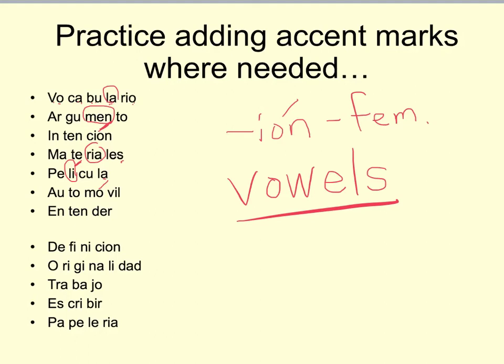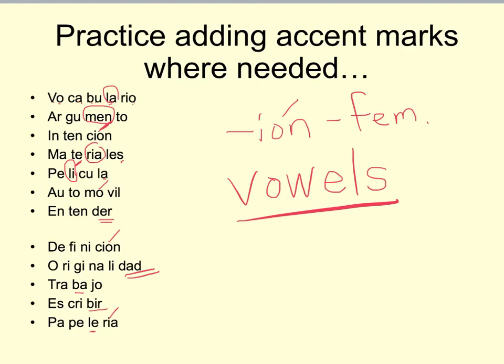Entender, entender. The stress is where it belongs. Definición, accent mark. Originalidad, originalidad. Stress is on the end. We're all set. Trabajo. We're all set. Escribir. Follows. Papelería, papelería, ría, instead of putting the stress here.